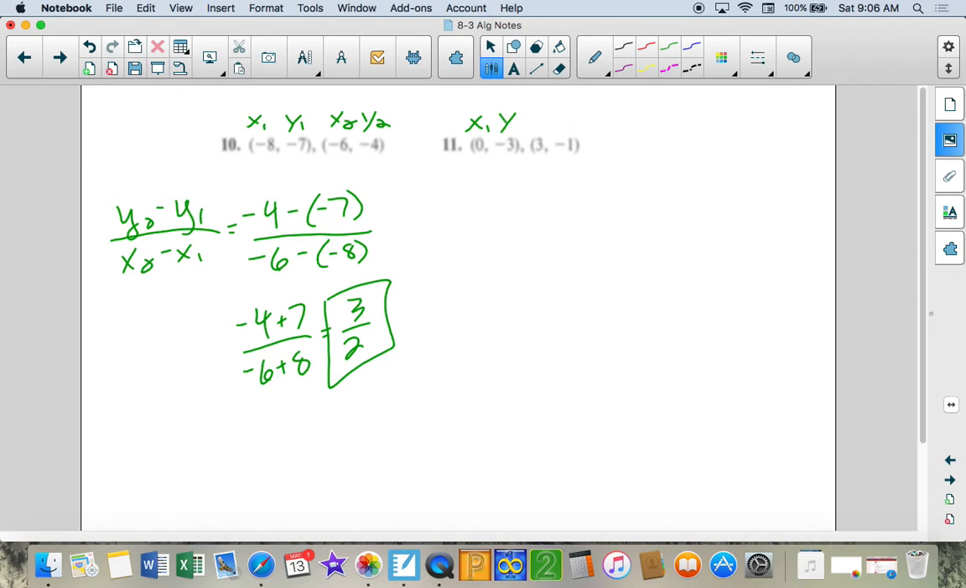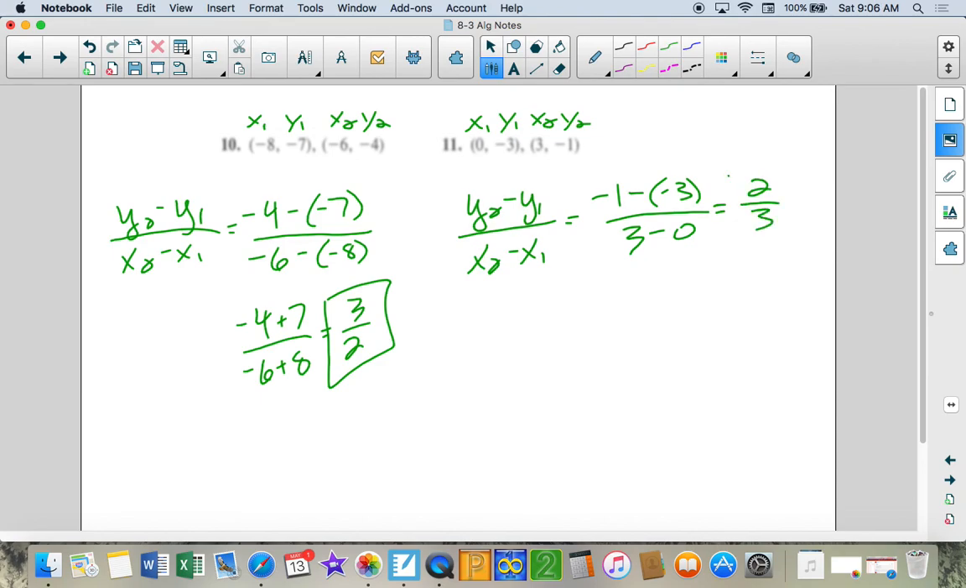x sub 1, y sub 1, x sub 2, y sub 2. Always label. I always label. It's so much easier when you're writing and you're looking at your values. So I'm looking for my y2. I see it. It's negative 1 minus my y1, which is negative 3, over x sub 2, 3 minus 0. That gives me positive 2 over 3.